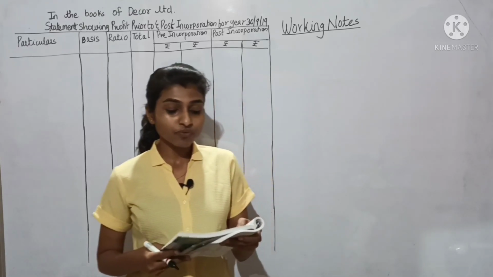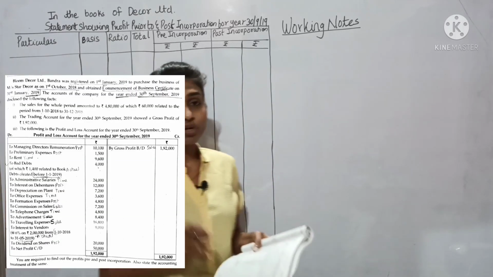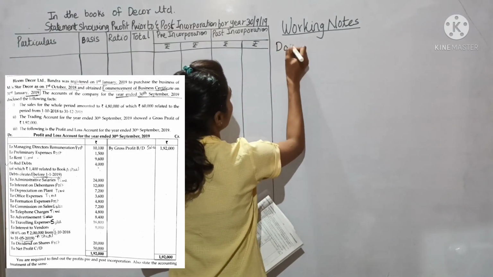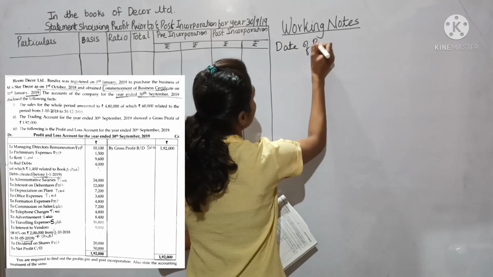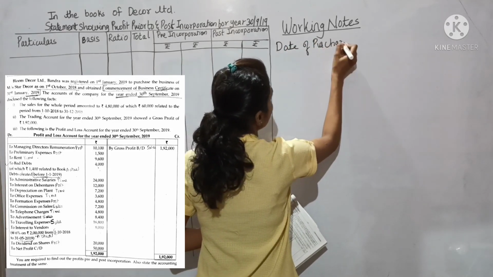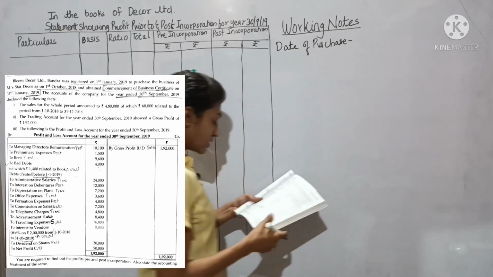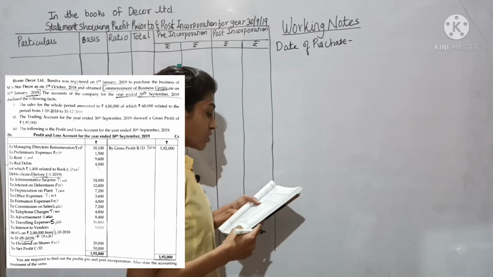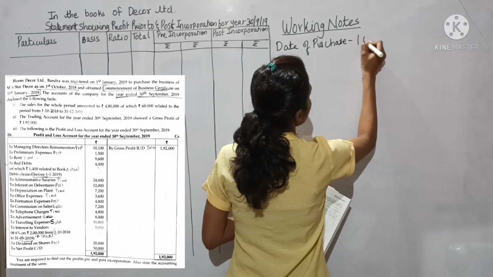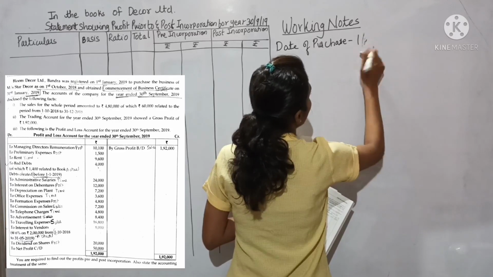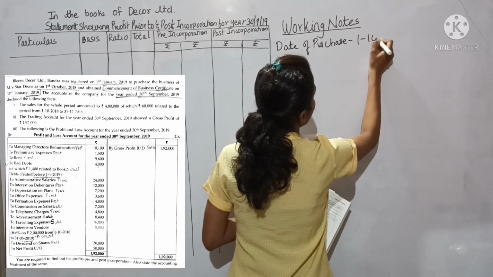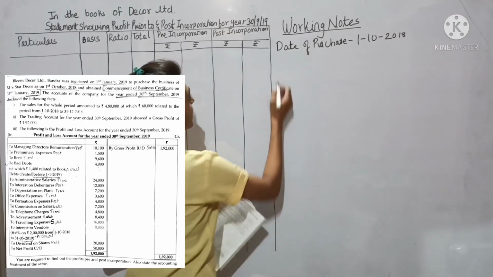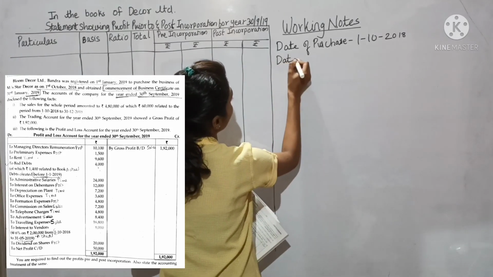So first we will write down the important 3 dates. That is date of purchase. When was Decor Limited purchased? On 1st October 2018. Next date is date of registration, means date of incorporation.